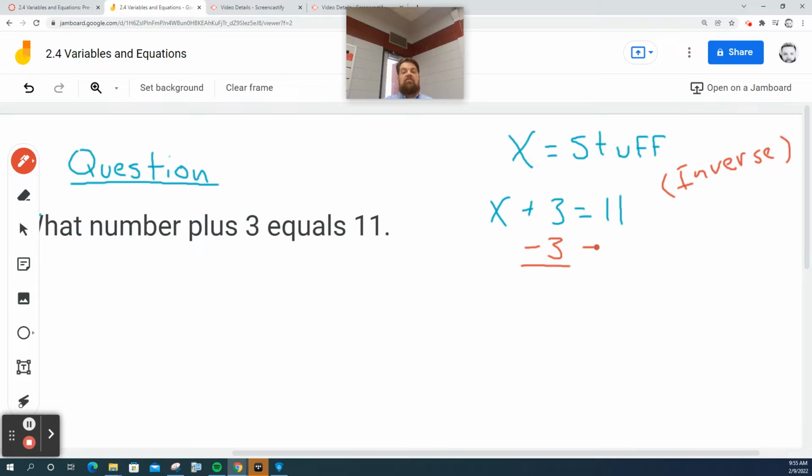And remember, whatever I do on one side of the equal sign, I have to do to the other. What's 3 minus 3? 0. What's 0 plus x? X. You had to think about that one. 0 plus x is x. And then what's 11 minus 3? 8. So that's the first one.